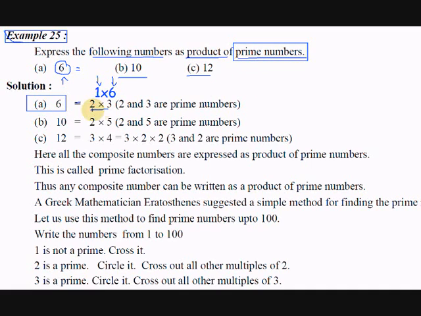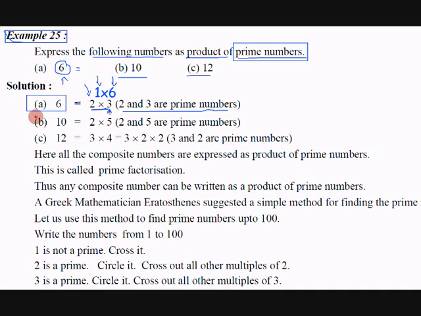We have to write it as a product of prime numbers only. What are the other options? If we divide 6 by 2, we get 3, right? So we found out 2 into 3 is a factor. 2 3s are 6. Here both 2 and 3 are prime numbers. So that is the answer.